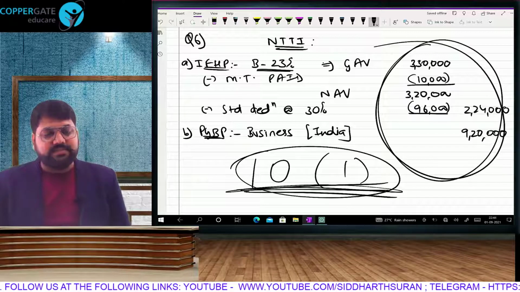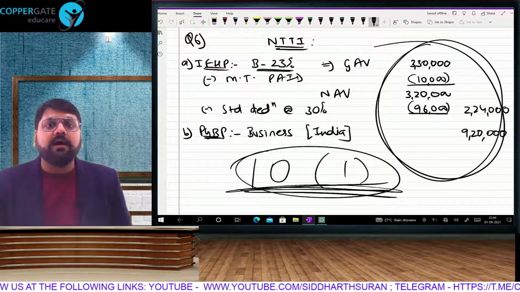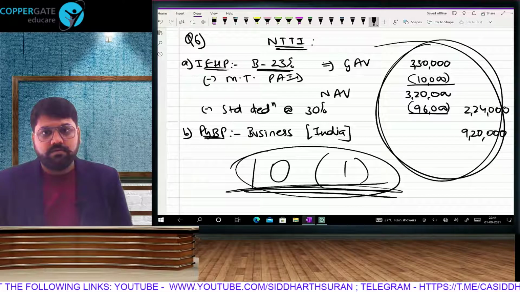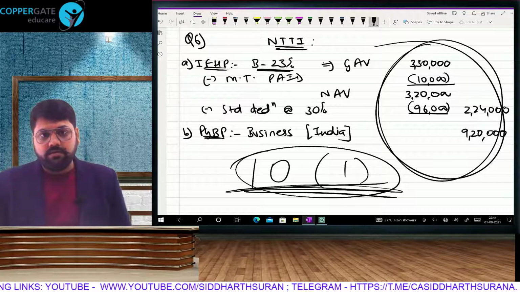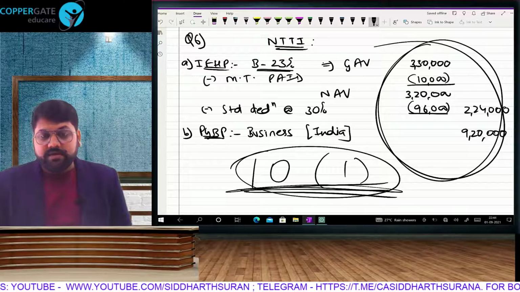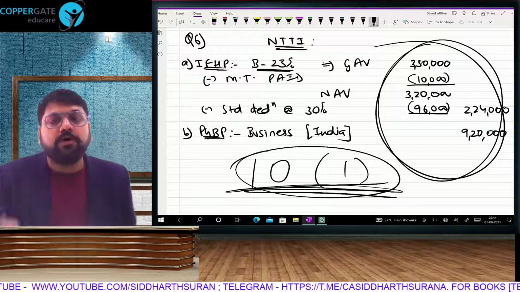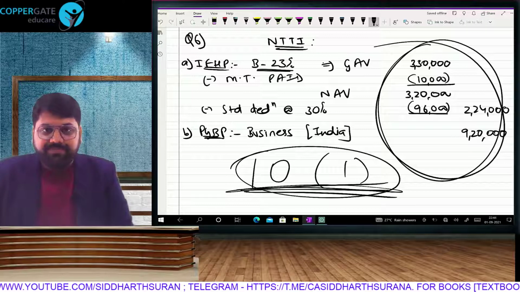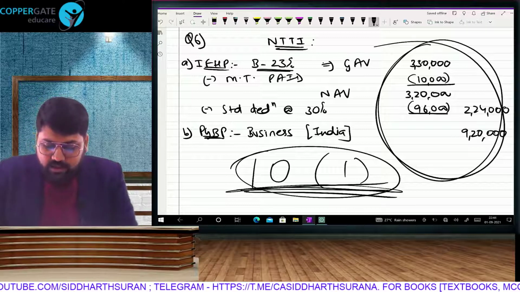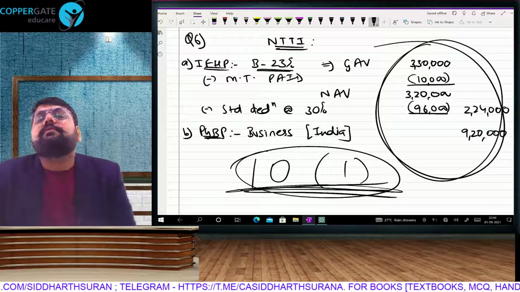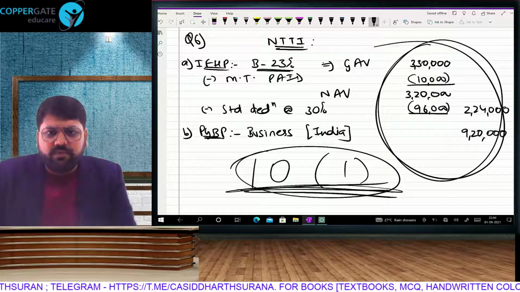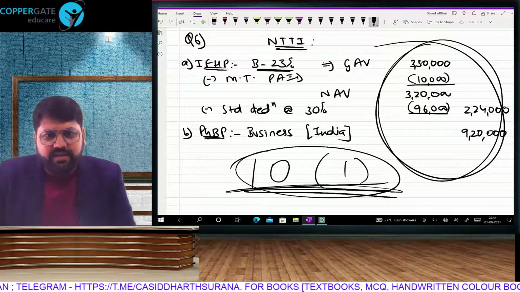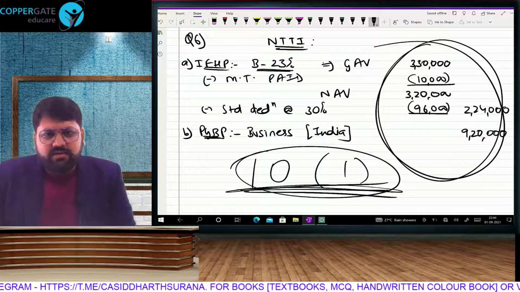Then very quickly answer. Agriculture income in India? Exempt. Agriculture income outside India? Taxable, but only for residents. Last piece of information. If the assessee is resident, then where will he be spending the majority of his time? If you are a resident assessee, obviously in India.